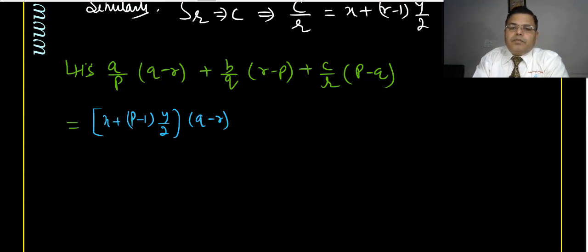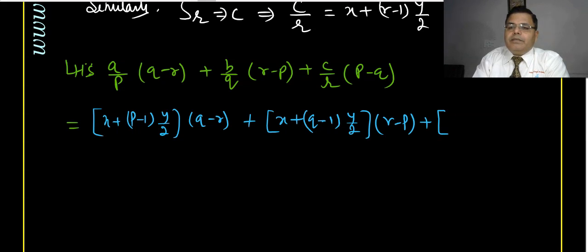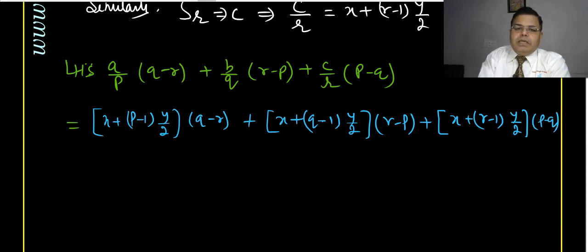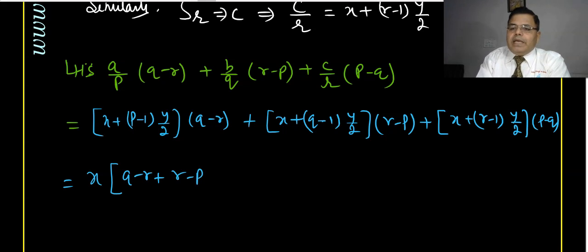x plus p minus 1 into y by 2 q minus r. Here b by q is x plus q minus 1 into y by 2 into r minus p, and here c by r is x plus r minus 1 into y by 2 into p minus q. That will be x times of q minus r, x times of r minus p, and x times of p minus q will come. So here we can take x common, and this would be q minus r plus r minus p plus p minus q. I hope you got it.